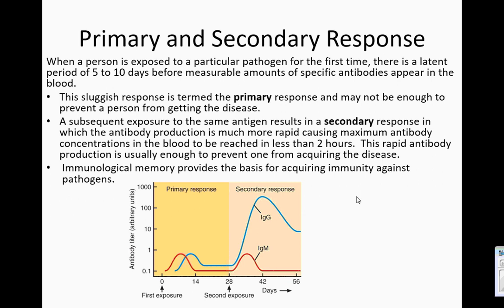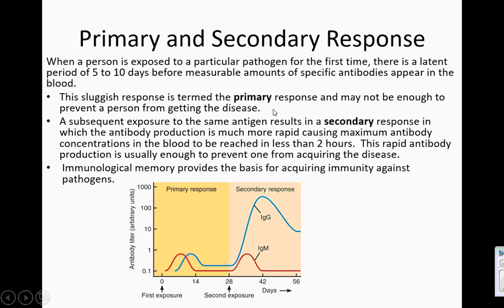Associated with antibodies is this concept of primary and secondary response. When a person is exposed to a particular pathogen for the first time, there's going to be a latent, we've seen that word before, latent means a delay. So a delayed period of 5 to 10 days before we see measurable amounts of antibodies appearing in our blood. Okay, we can see that here at the bottom. Okay, we're first exposed, about a week or so goes by before we see, and we're using G's and M's here as our illustration before they start to go up in number.